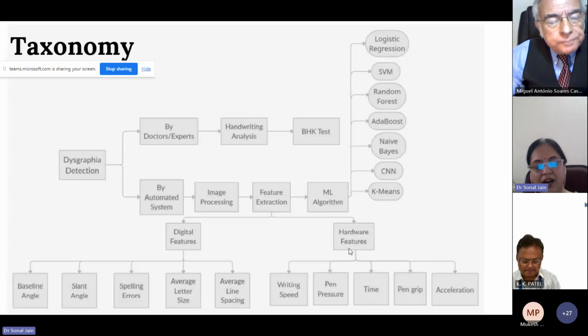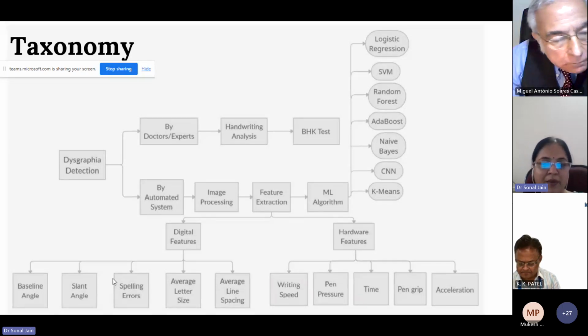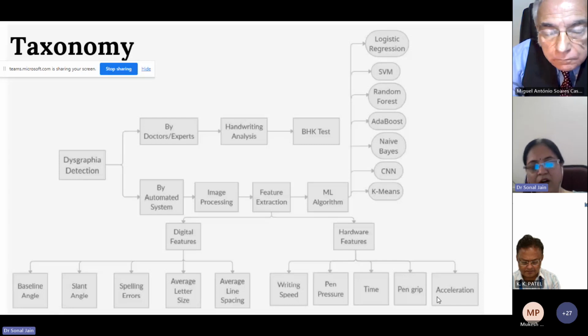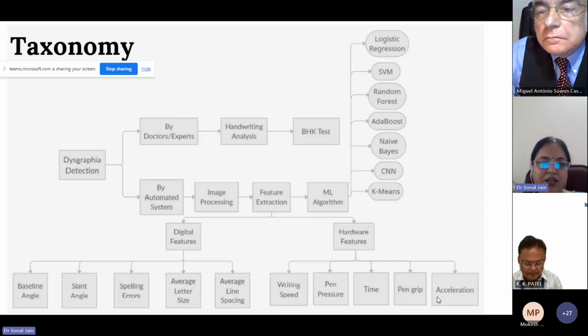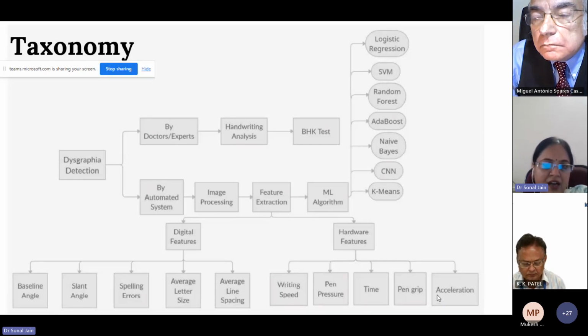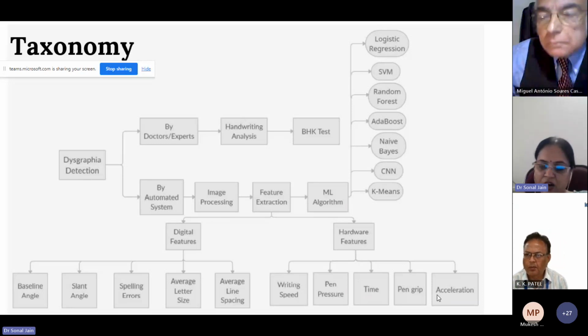That was for capturing hardware features which we were not able to capture through the digital image: writing speed, pen pressure, time, pen grip, and acceleration. Although not all 2400 samples were collected using Wacom tablets, because in real-life scenarios, capturing data through Wacom tablets for all the students and all the activities was not feasible.